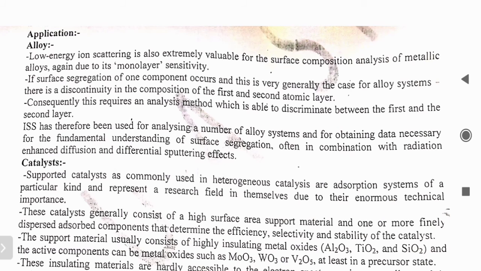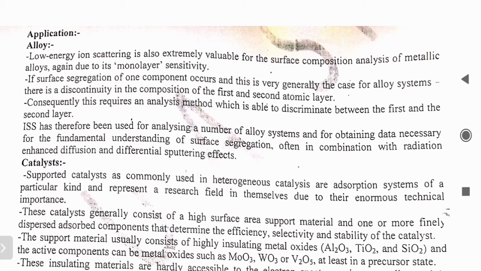Generally, alloy composition involves two or three metals which form specific alloys at a particular composition. That composition should be constant throughout the crystal structure, but during the manufacturing of those alloys there might be some surface segregation of one component, and the other component might be less segregated at the surface. So there is a discontinuity in the composition of one particular component. That discontinuity in the composition is determined by using this low energy ion scattering technique.